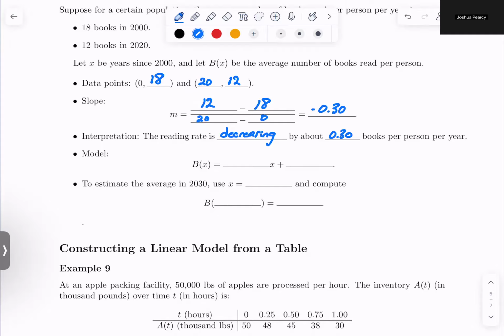Now, we can write the model. So here we know the slope already. The slope is -0.30. Now we need to figure out the y-intercept. But we already know the y-intercept actually, because here x is 0 and the value of y is 18. So that implies our y-intercept here for this model is 18.